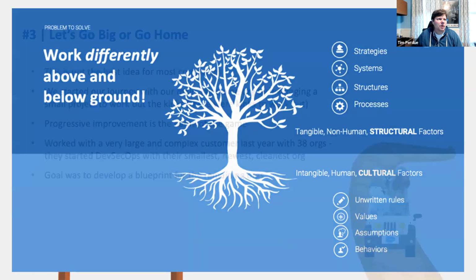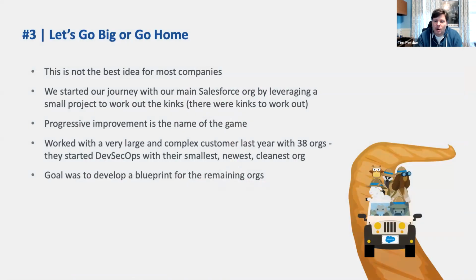All right, let's see, where are we at? Number 3. Well, let's go big or go home. Okay, we want to do DevOps. We want to put everything in DevOps, and we want to build out our pipeline. We're going to load it all up, and we're going to put Salesforce in it. Probably not the best way to do it. In fact, when we started in 2017, with Salesforce, we actually started with a very small project, and we continue to work on and mature our processes. It's all about iteration. We started very small. Progressive improvement is definitely the name of the game.